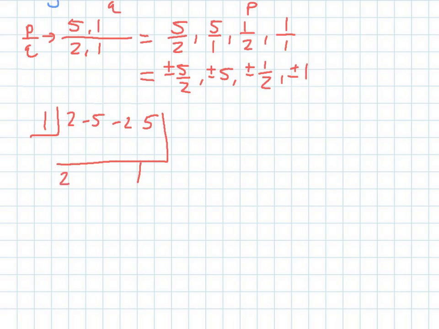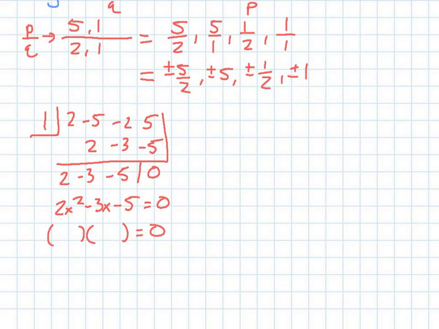So add down gets me 2, multiply gets me 2, add down gets me negative 3, multiply, add down, multiply, add down. So that's a 0. So you get 2x squared minus 3x minus 5. Set that equal to 0. Here, there's no common factor. So let's try to work this out.